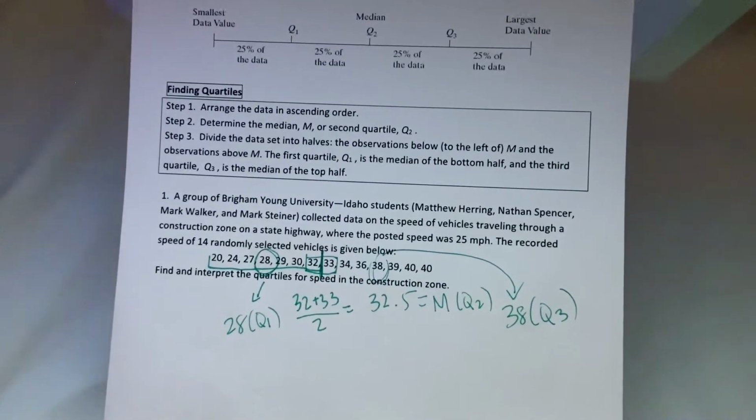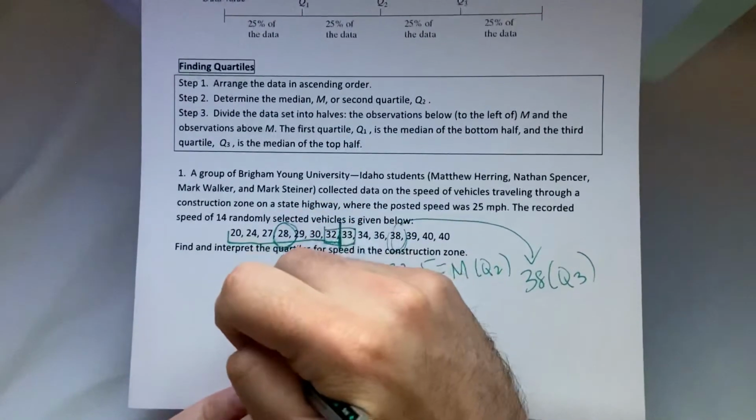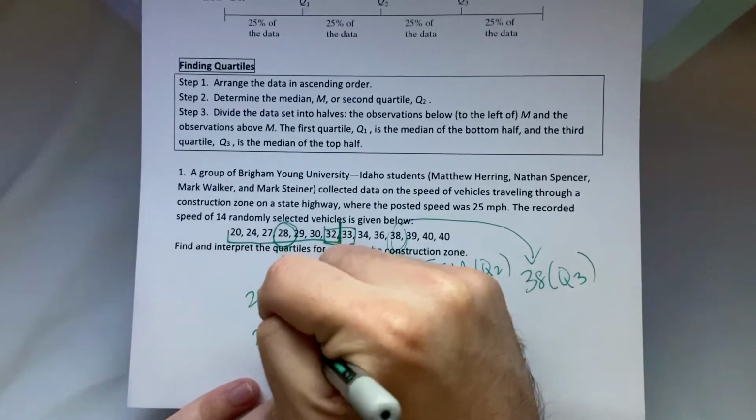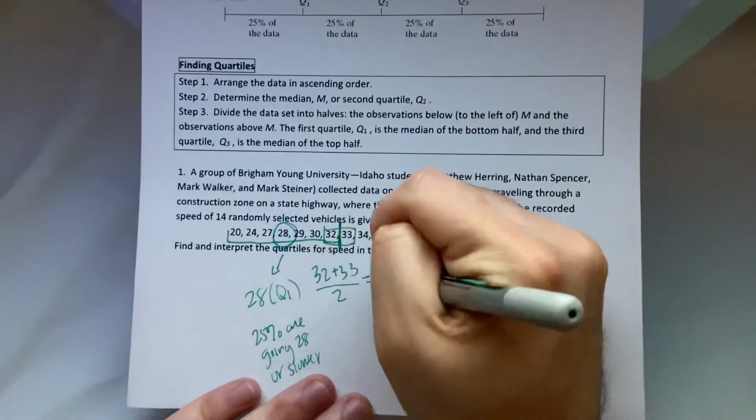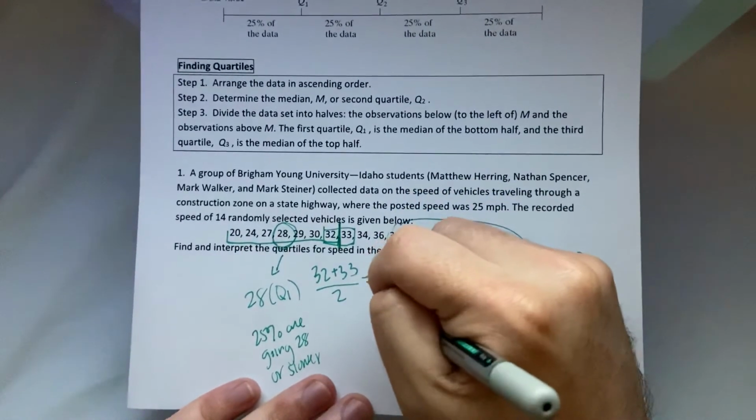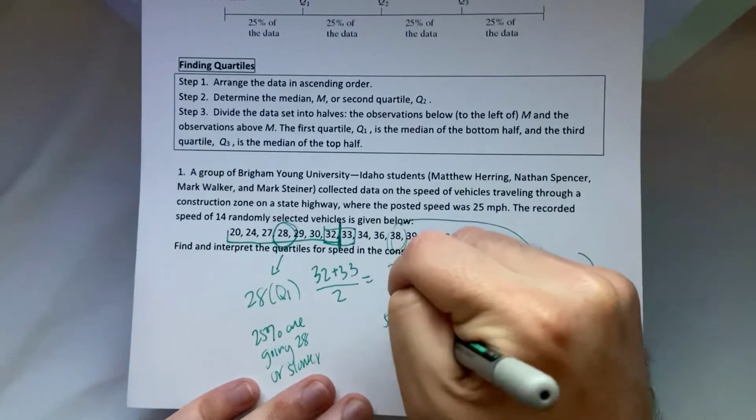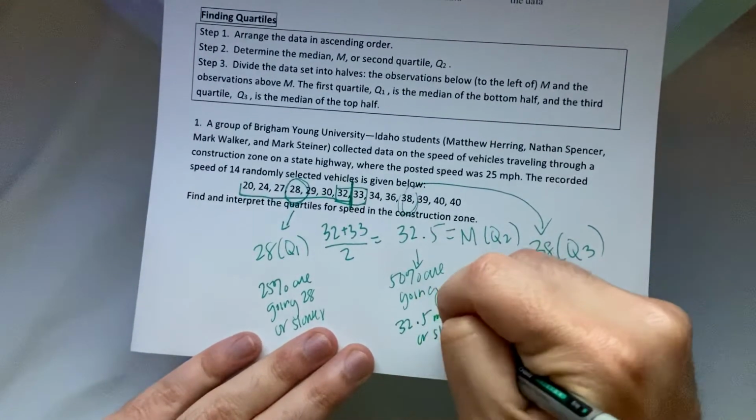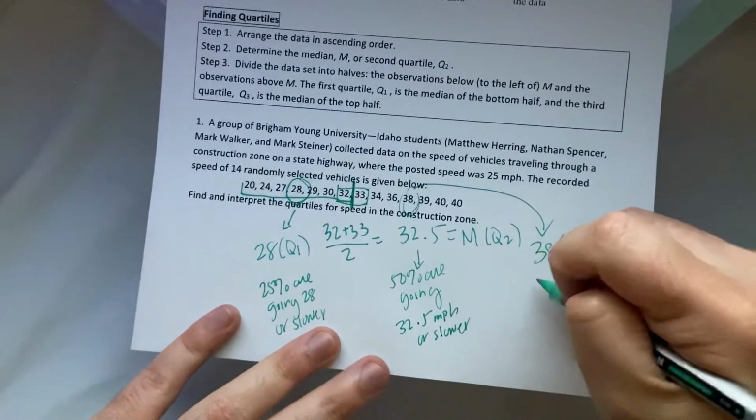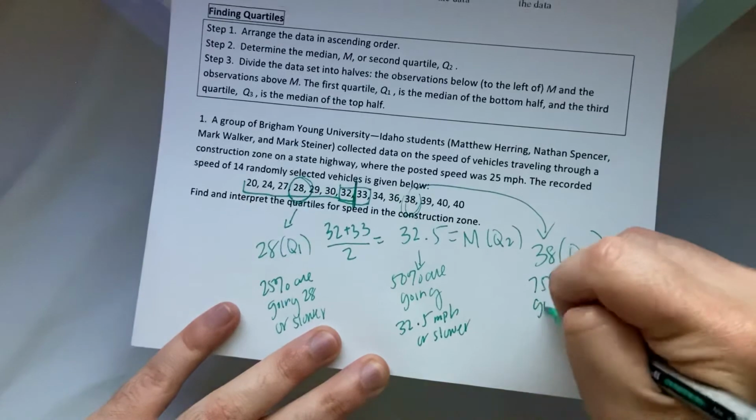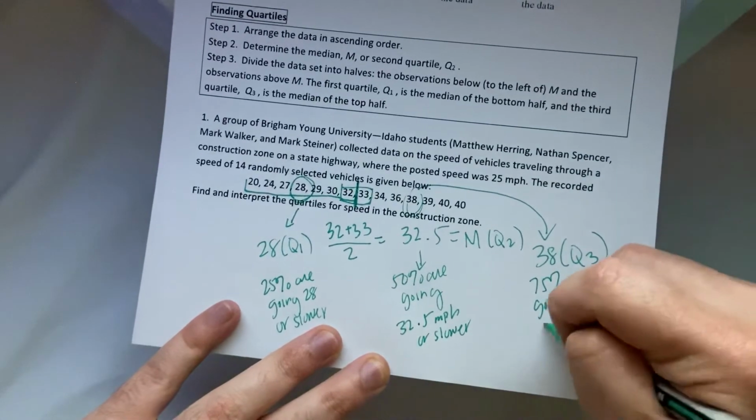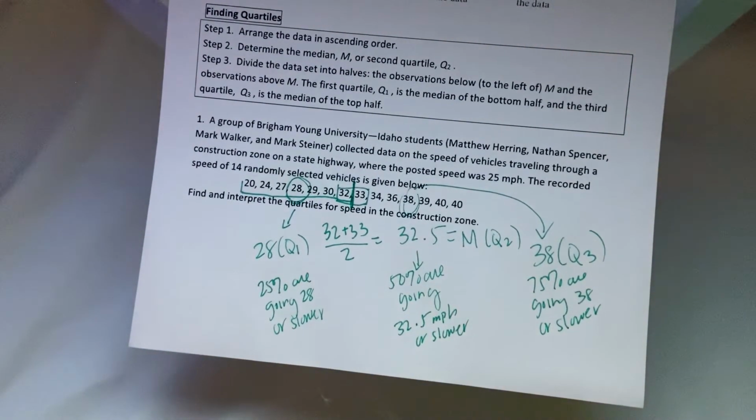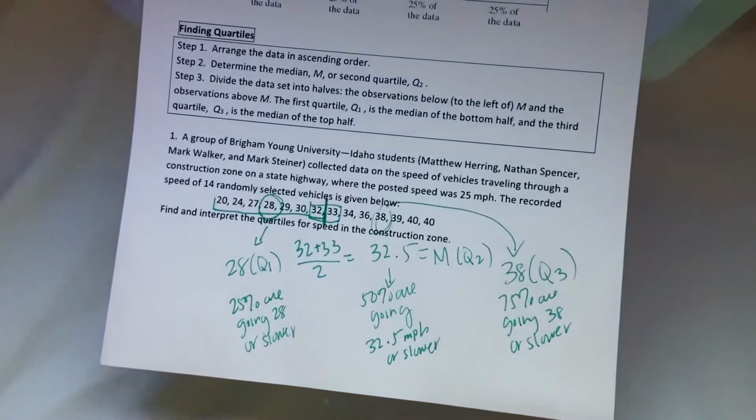So what does that mean? 28 being quartile 1 means 25% are going 28 or slower. 32.5, 50% are going 32.5 miles per hour or slower. And lastly, what does the 38 tell us? 75% are going 38 or slower. And if you're going 38 in a 25 in a construction zone where the fines are double in work zones, you are just asking to be pulled over.